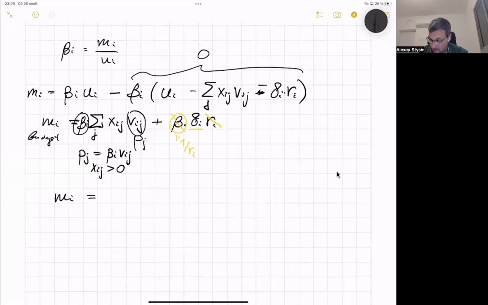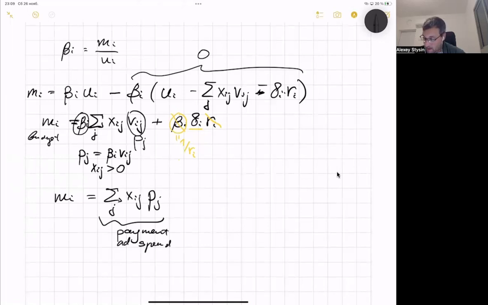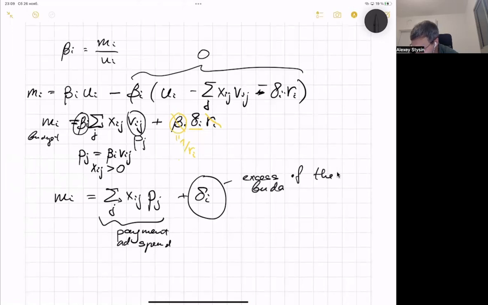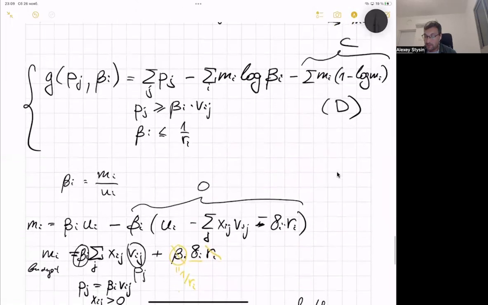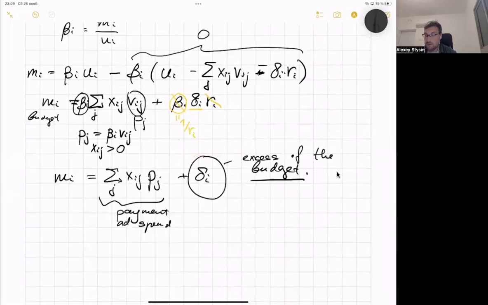Now we can see that mi is the sum of xij pj. So this is the payment or the ad spend, and plus delta i. So this actually gives us the interpretation that this thing is the excess of the budget. Okay, so I think now we got everything that we wanted. All the conditions for the equilibrium and all the interpretations of the variables.